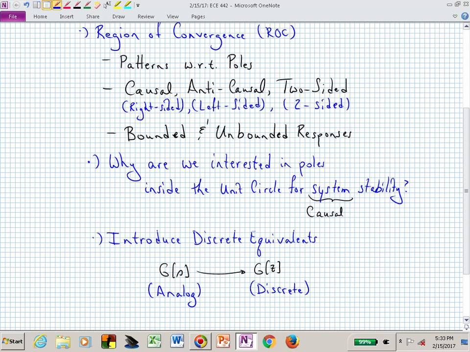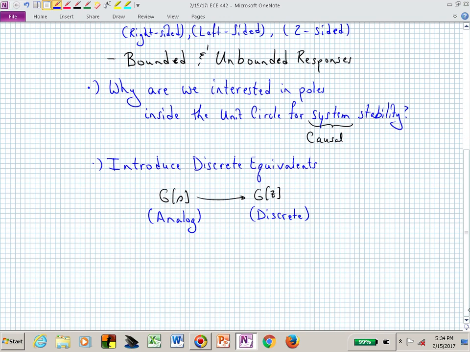Then we will get into a new topic, which is discrete equivalence, and that's how do we go from an analog system, whether that's a system or maybe it's a filter, how do we translate that into something that we could now put onto a digital device or a computer? How do we make a discrete time system out of that, or find the transfer function for a discrete time system?